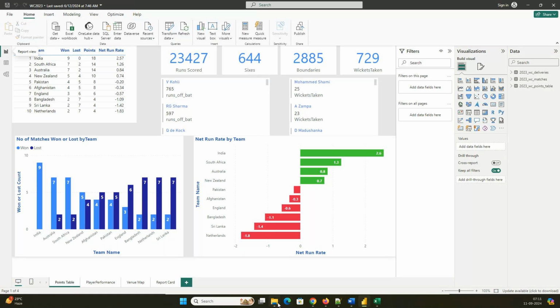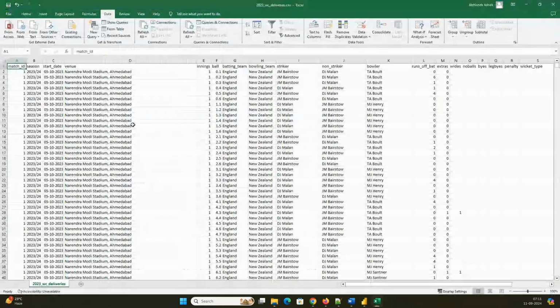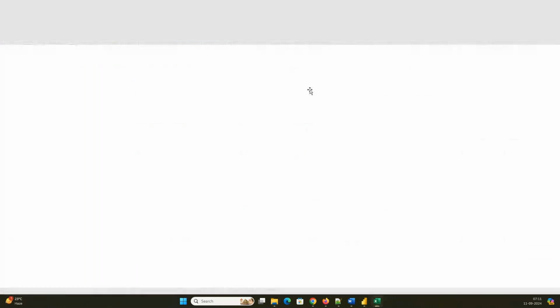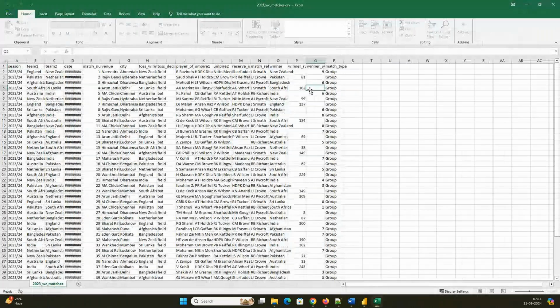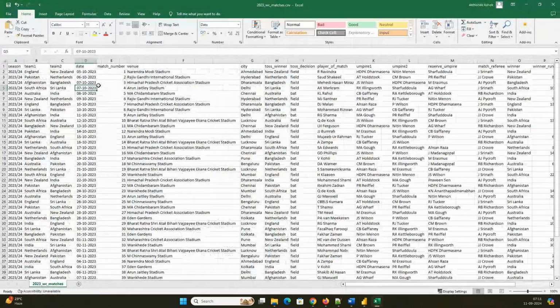Okay. So now there are two more files for this. If you see here, this has the entire matches data. Match number one was played at Narendra Modi Stadium, Ahmedabad, between New Zealand and England. The second match was played between Pakistan and Netherlands. So now, how is this data useful for me?